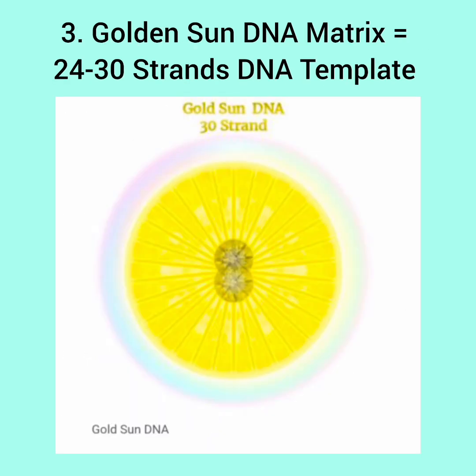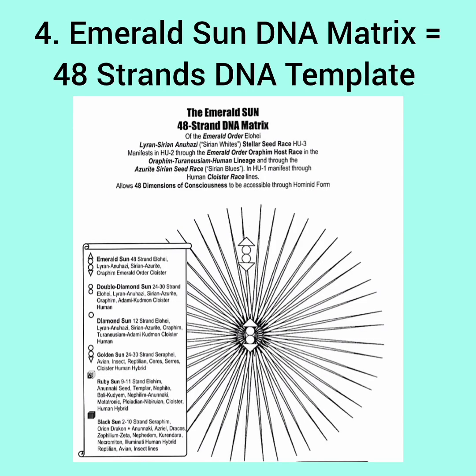Next is 24 to 30 strand DNA template, and this is called as Gold Sun DNA template, which are coming from Seraphi Seraphim race lines. Next is 48 strand DNA template, which is the Emerald Sun DNA, and they are coming from the Ascended Master level, that is the Ekatic level, Polaric level, and Triadic level.